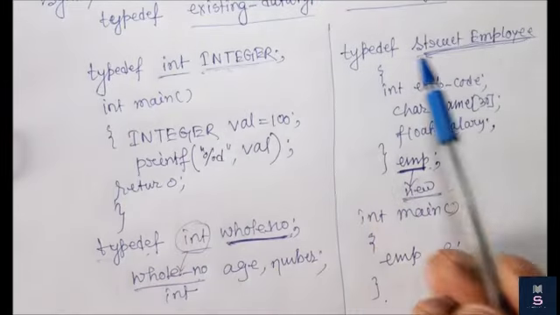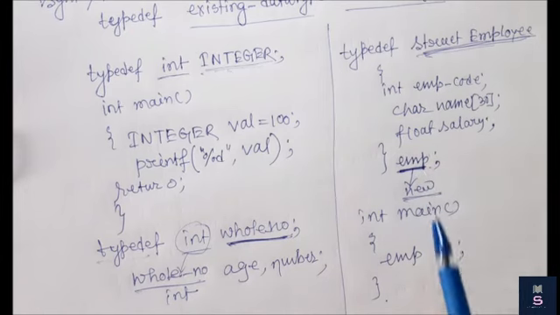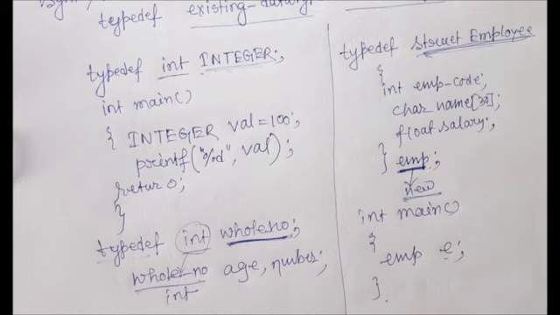And the second way is, if I use typedef in front of the structure, the new data type can be used anywhere in the existing program. That is the different way of declaring, or you can say a different structure type.